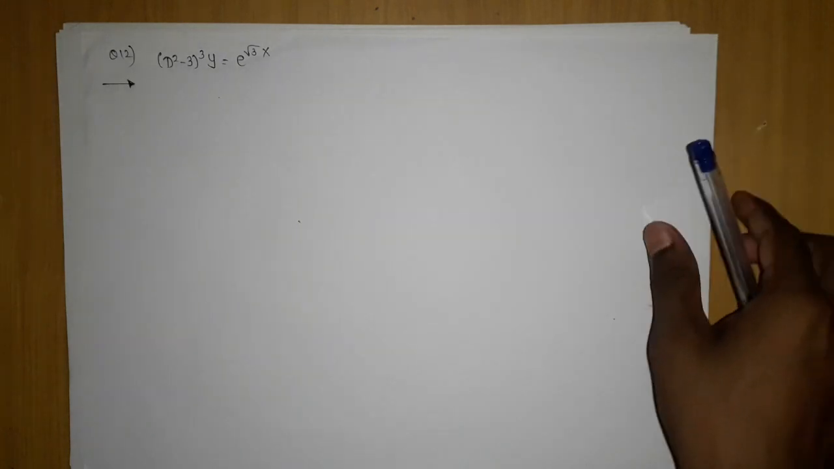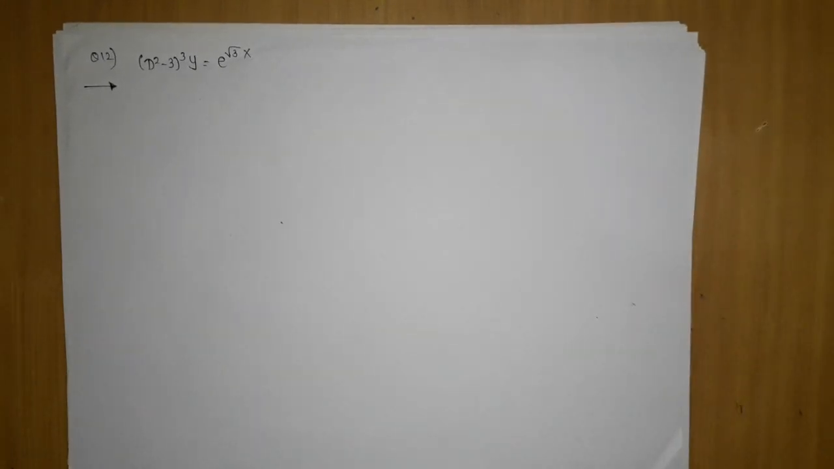Now let's move on to the next problem. This was the last type of problem, which was case 2. Now what we are going to see here is (d square minus 3) the whole cube into y is equal to e to the power root 3x.